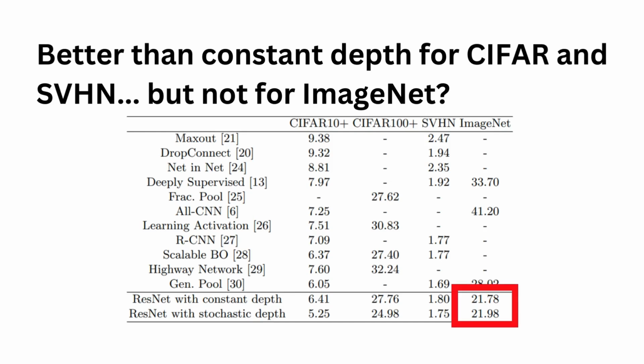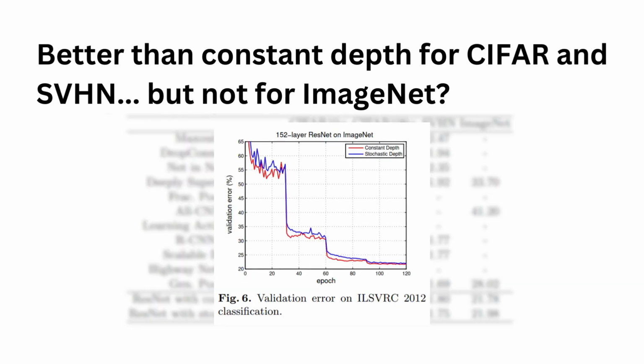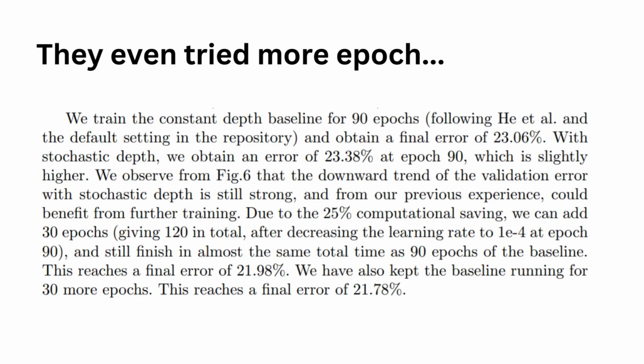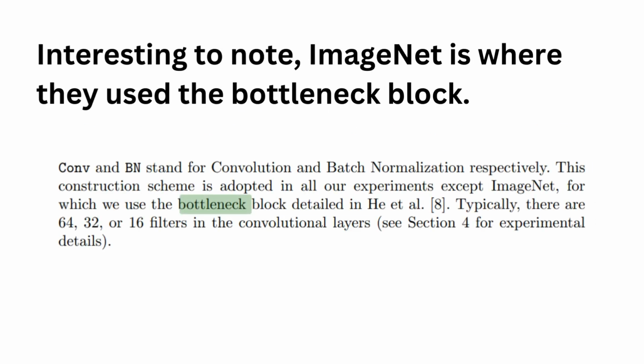However, we do not get the same effect on the ImageNet dataset, which was interesting. As we see, the constant depth and the stochastic depth for the 152 layer network yield roughly the same result. The authors were able to get better results by training for the same amount of time, but when they let the constant depth train for the same epoch length as stochastic depth, it was still underperforming. It's interesting to note here that for ImageNet, they used the bottleneck block instead of the basic block for the residual neural network. This might have had an impact.